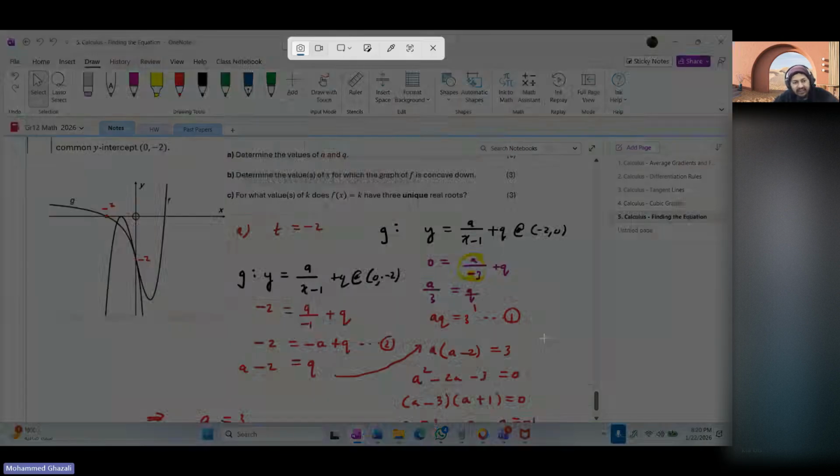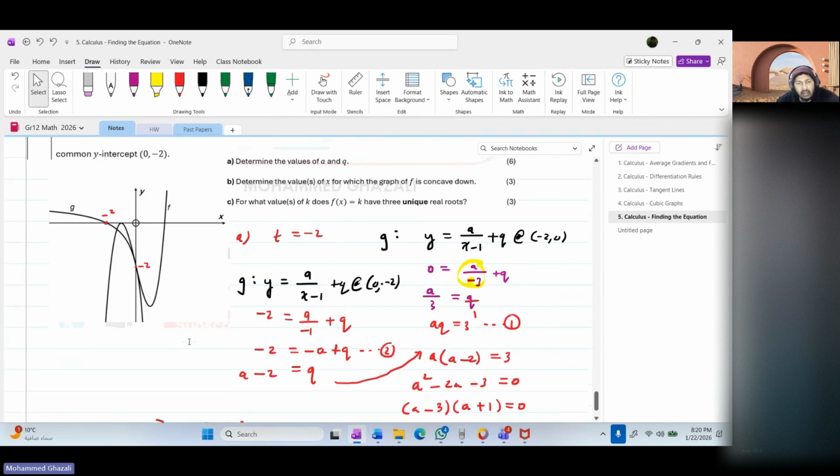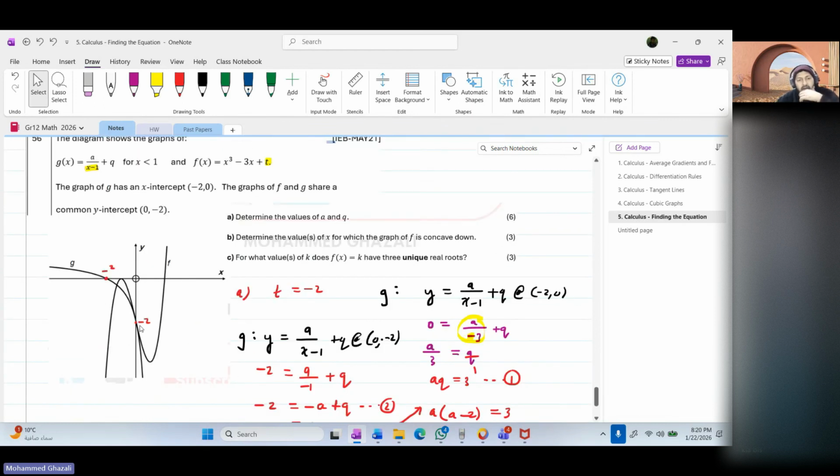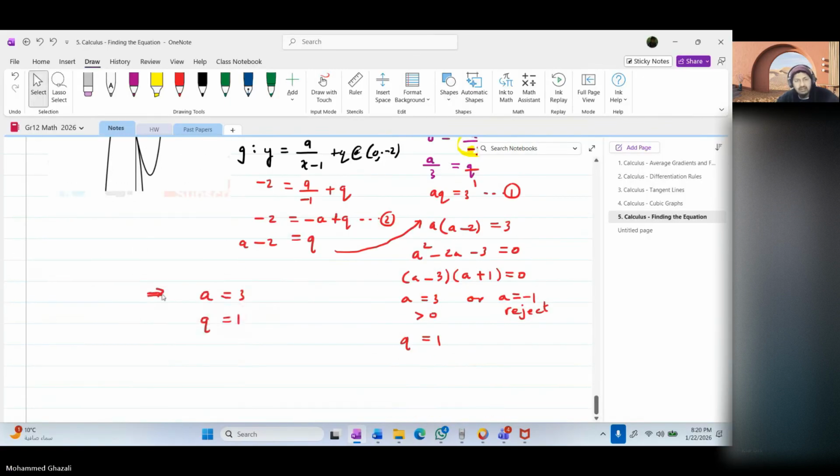Determine the values of x for which the graph f is concave down. Because they share a common y-intercept, we already had that. So when is it concave down? When the double derivative is less than 0. So very easy peasy question. Right, so we're solving part B.